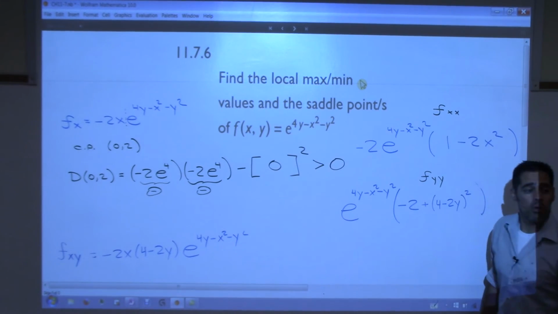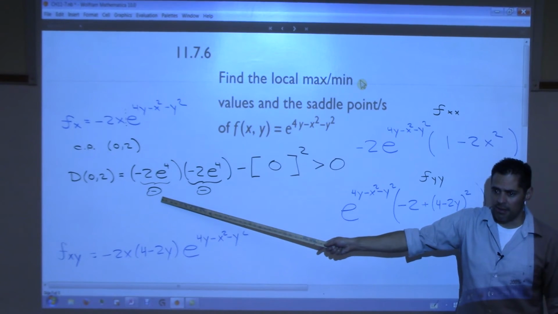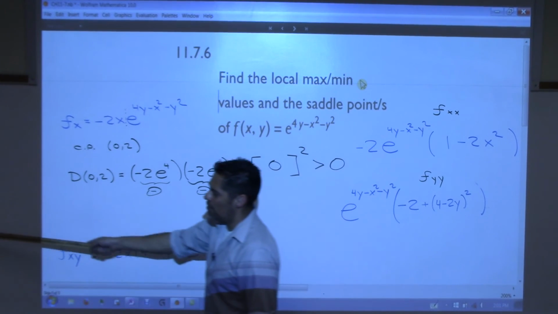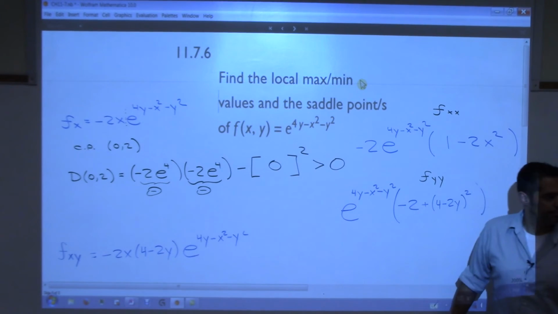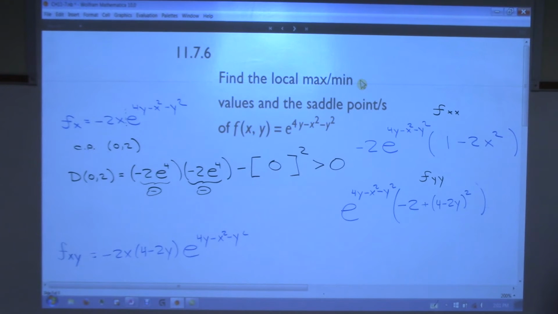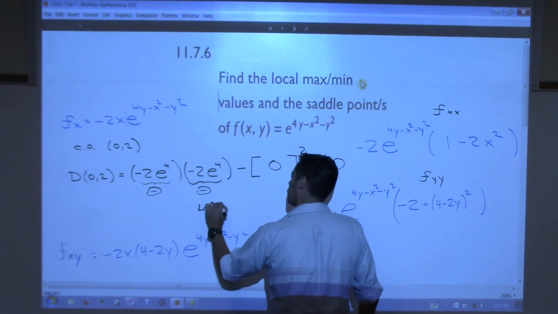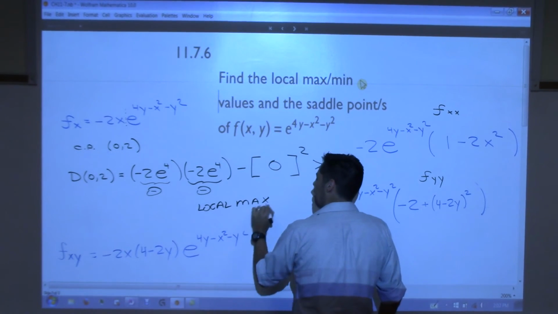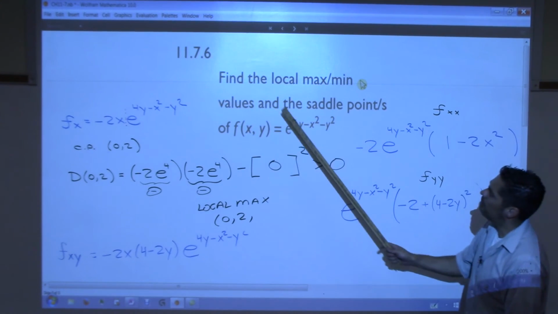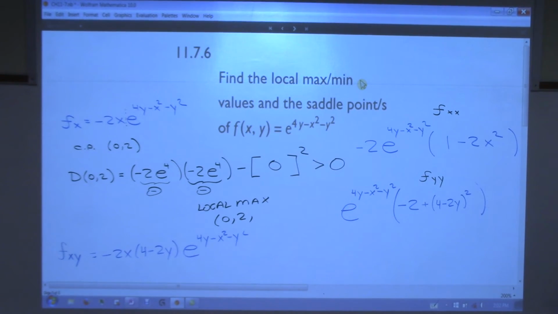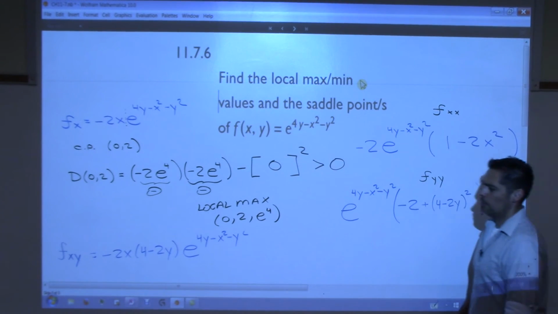Since it's greater than 0, what do you now need to check? This one. And it was negative, right? So we have a D greater than 0 and a negative. So we have a local max. We have a local max. Understand? Local max. It happens at 0, 2, and then you have to plug 0, 2 into the original function, e to the 4th. That's it.